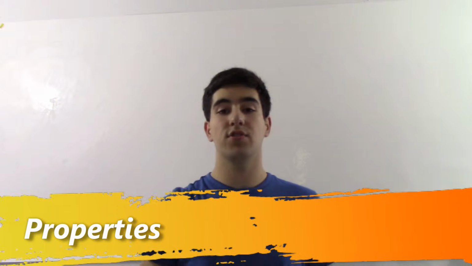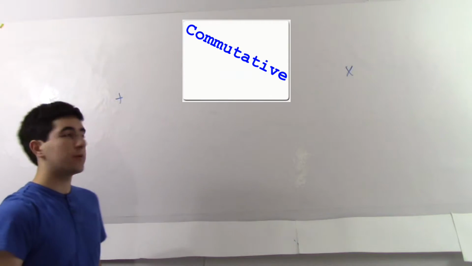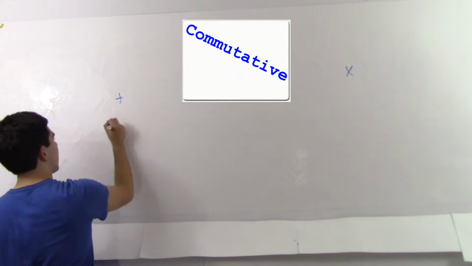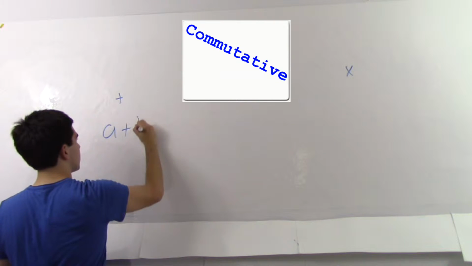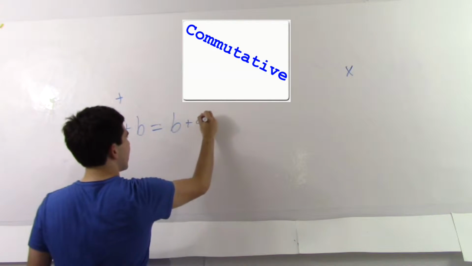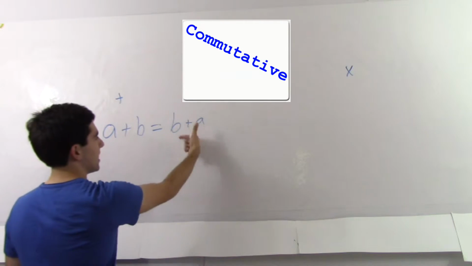Another thing that's important to know is properties used in a real number system. Let's look at our first property. We have the commutative property. When using it with addition, you would have something like A plus B is equal to B plus A. It represents the same thing, but you've switched A and B.